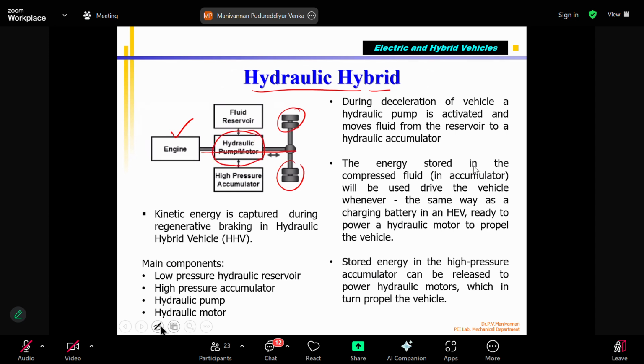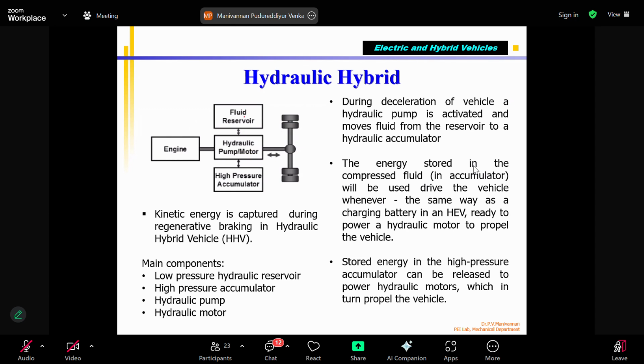You can see that there is a hydraulic motor which replaces the electric motor. This hydraulic motor can work as a pump as well as a motor. Please note that an electric motor also works as a motor or as an electrical generator. Similarly, here the hydraulic motor can work as a pump. That means you can suck fluid and pressurize fluid from one side to another.